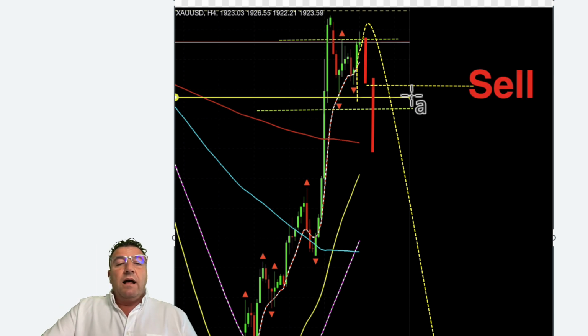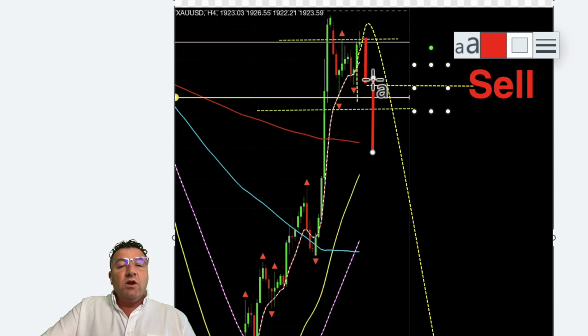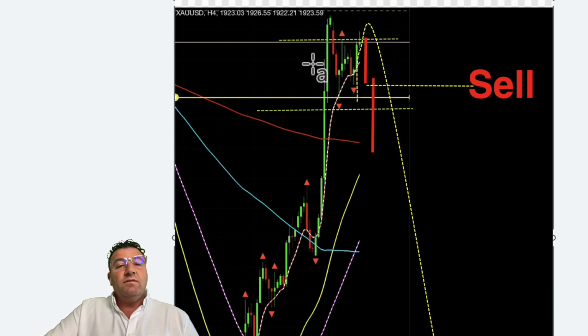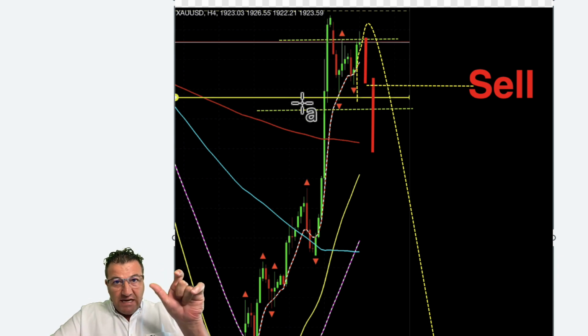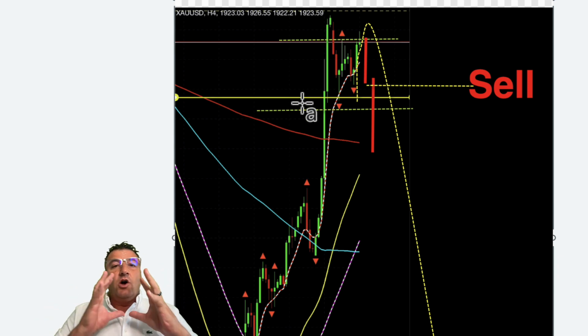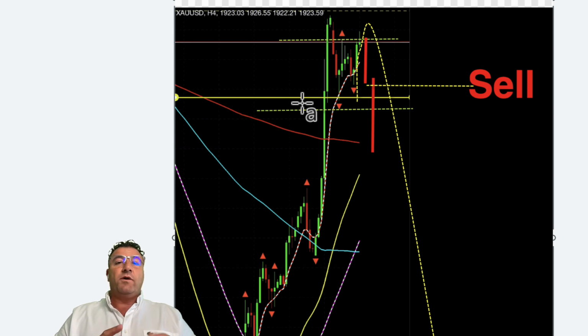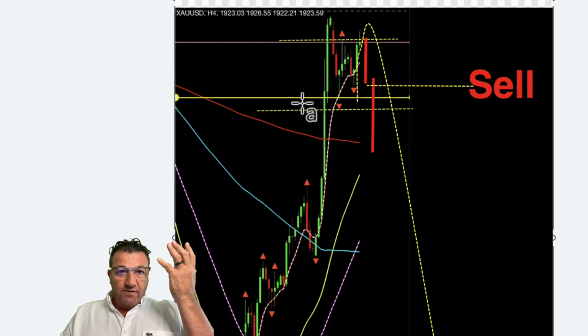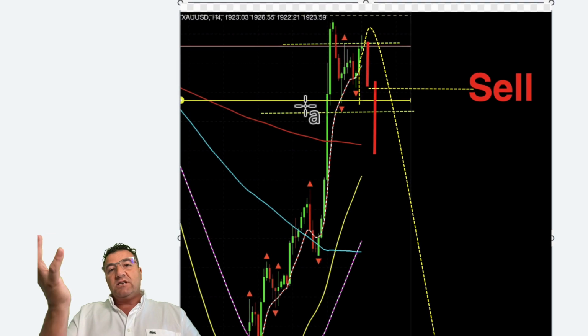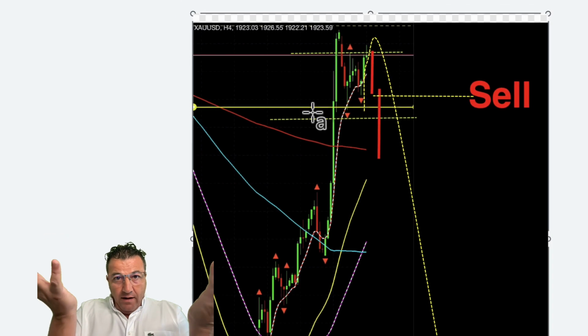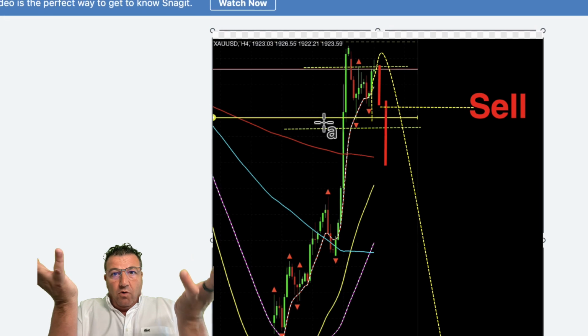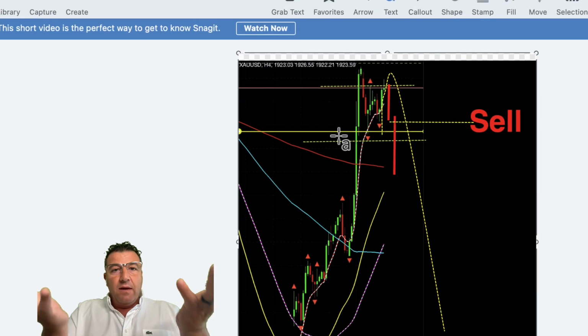Okay, I'll make the sell trade the same lot size as these two buy trades combined. That means I'm 100% hedged, which means that no drawdown can happen to my account. So if I've got a lot size buy to the value of 1 and a lot size of sell to the value of 1, it's equal. Therefore, no drawdown can happen on my account.